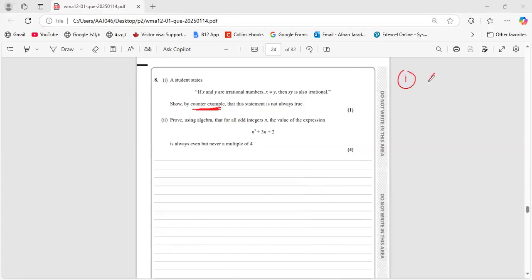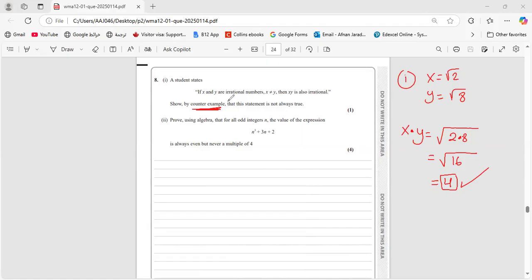So if x equals square root of 2 and y equals square root of 8. So x multiplied by y, according to the laws, it's 2 multiplied by 8, which is square root of 16. Square root of 16 is a rational number, which is 4. So this one is not always true. This statement is not always true.